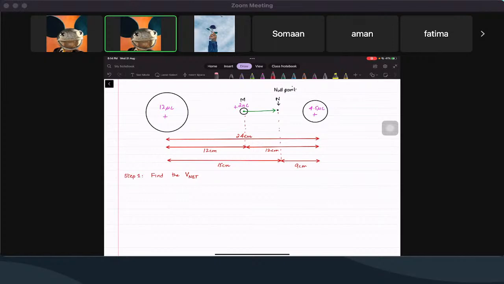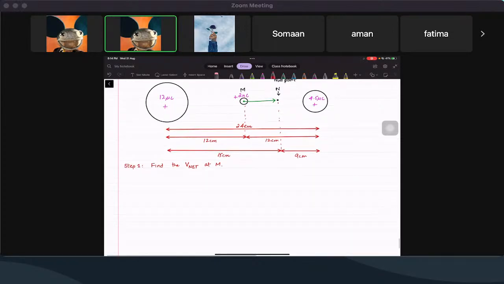Okay, so find V net at M. We're going to find the total potential at this point. Now, the potential at M is due to the two big charges. Let's call this Q1, just to change the way you guys think. So the potential at M due to Q1 plus the potential at M due to Q2. Do you guys understand? These are just symbols, they're not divided.